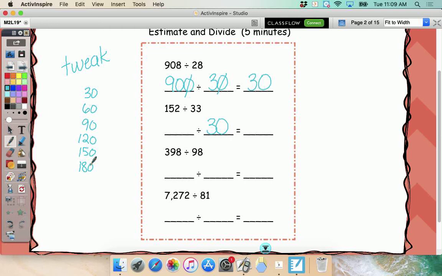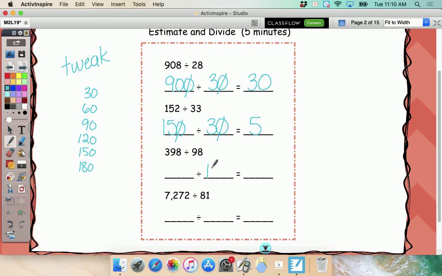Well, is there a number over to the side that's very close to 152? Yeah, 150. So here's what I did. I changed 152 to 150 because then I won't have a remainder. 15 divided by 3, what is it? 5? Okay, let's do the next one.